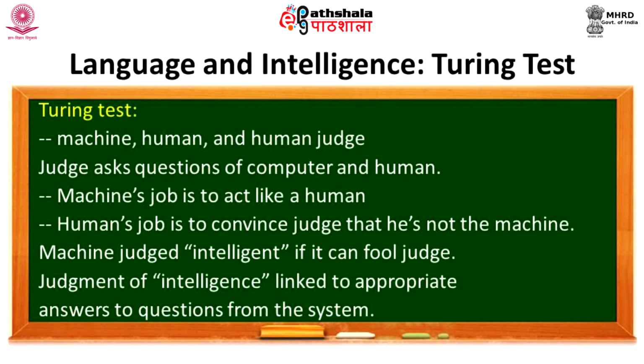What is the Turing test? The Turing test involves three components: machine, human, and human judge. The judge asks questions of the computer and the human. The machine's job is to act like a human, and the human's job is to convince the judge that he is not the machine. The machine is judged intelligent if it can fool the judge. So the judgment of intelligence is linked to appropriate answers to questions from the system.